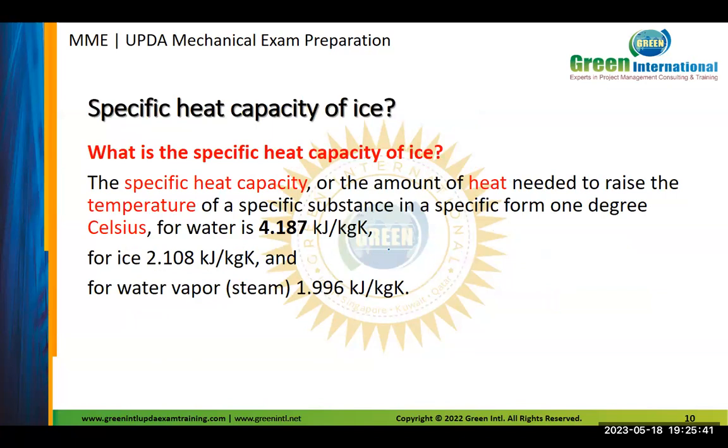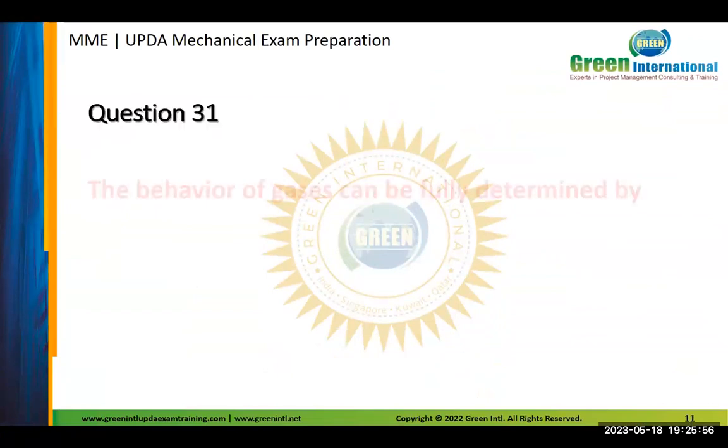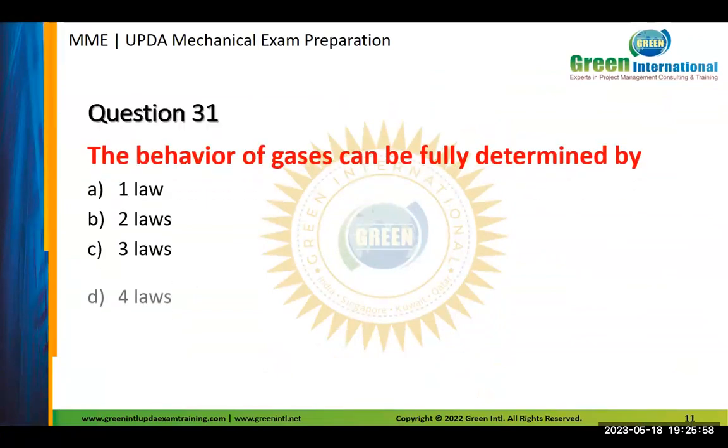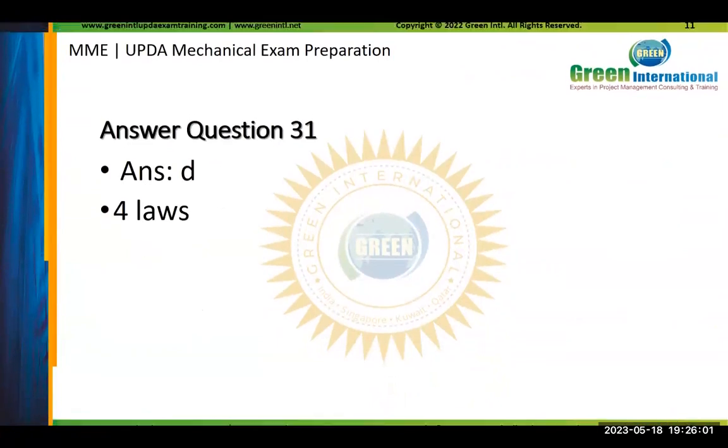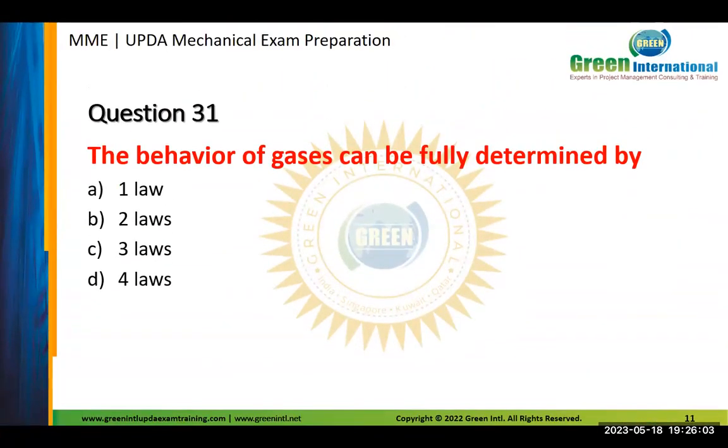Here are some important values. One of the important ones here is the water value. C for water, only C, not CP, not CV. Only C, C for water. Actually, it is important. Behavior of gases can be fully determined by, okay, by the way, four laws: Boyle's, Charles's, Gay-Lussac's, Avogadro's hypothesis.